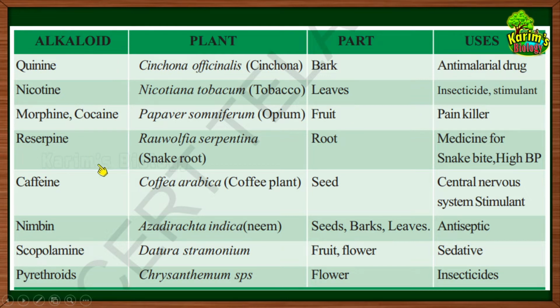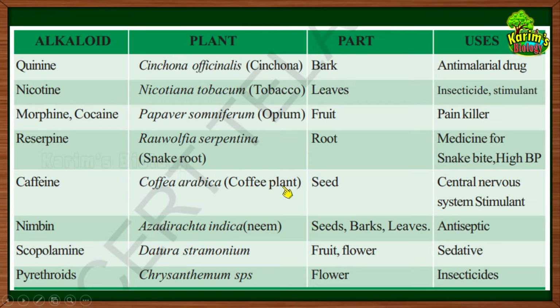Next one is reserpine. It is obtained from a plant called snake root. It is also called sarpagandha in Sanskrit, and the scientific name of the plant is Rauwolfia serpentina. Right? And which part of the plant stores this reserpine? They are present in the roots, and the uses are, it can be used as medicine for snake bite and also for high BP.